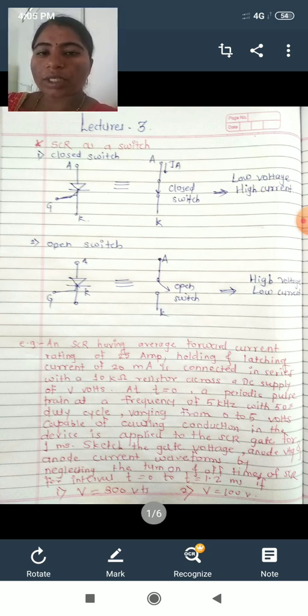First condition is the low voltage, high current condition. In this condition SCR acts as a closed switch. In other words, the current starts flowing from anode to cathode and it acts as a closed switch.